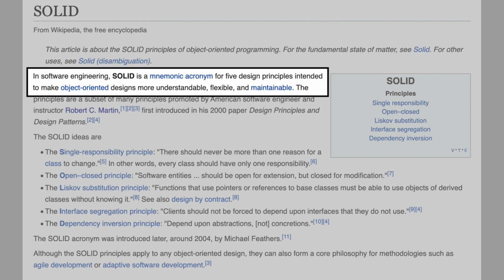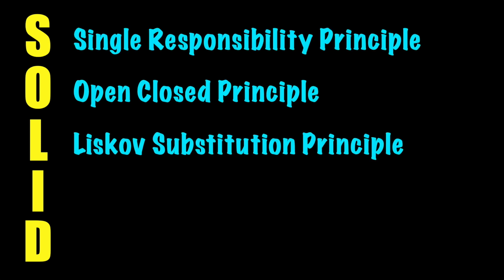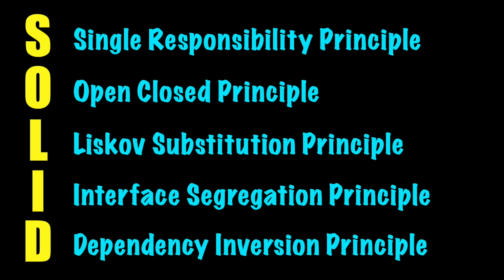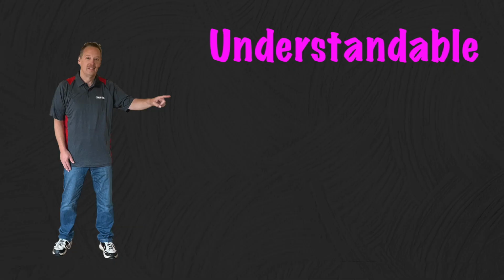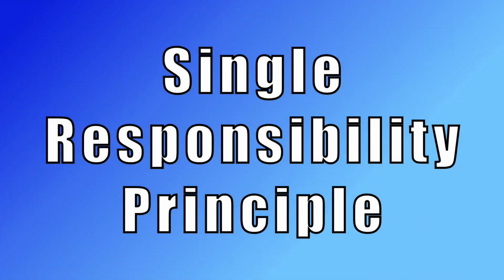According to Wikipedia, SOLID is a mnemonic acronym for 5 design principles intended to make object-oriented designs more understandable, flexible, and maintainable. This means SOLID is an acronym. It represents these 5 design principles, and it helps make your application understandable, flexible, and maintainable. Let's take a closer look.